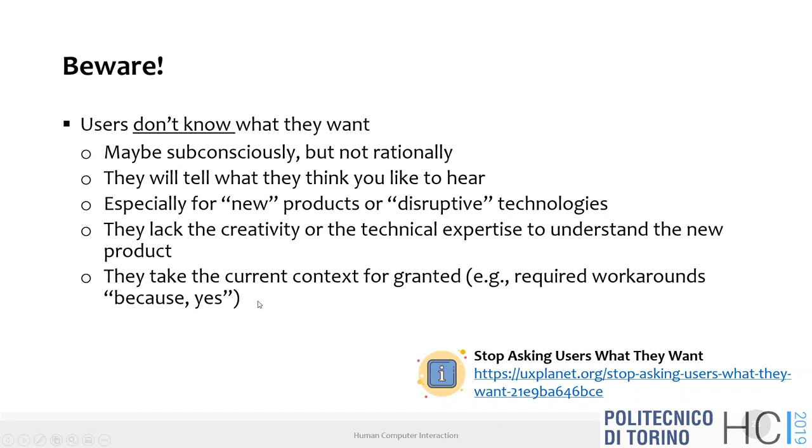And people take the current context for granted. So, for example, in the case of workarounds, why are you doing this? Well, because, yes, okay, I'm doing this in this way because I'm using this way. A reflection on why some action is preferred to some other action cannot be expected from the user executing that action. Only from an observer that tries to understand the bigger picture.